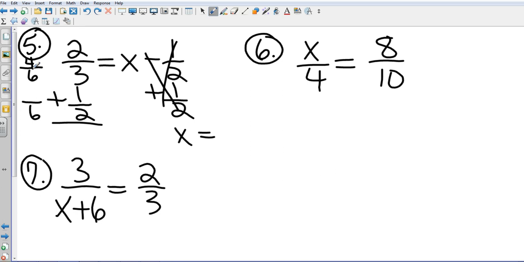How many sixths is 1/2? 3. So 3/6 plus 4/6 is how much? 7/6. Again, I'm okay with that if you want to leave it there, or you can make it 1 1/6. Either way is perfectly okay. How many got that one right? Perfect. How many of you changed it to a decimal?